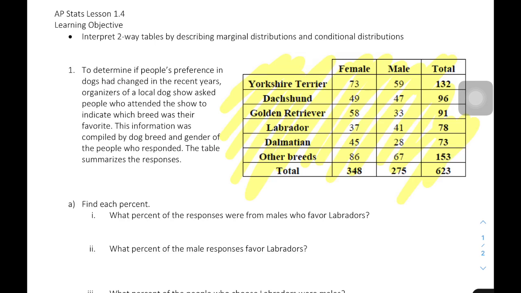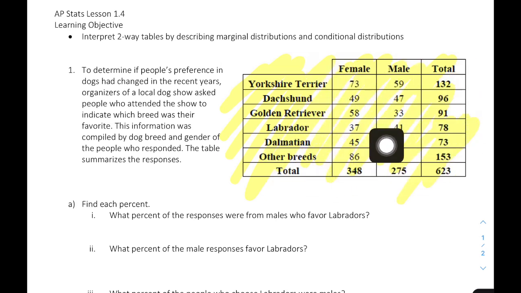I'm going to go ahead and read the prompt. To determine if people's preference in dogs had changed in recent years, organizers of a local dog show asked people who attended the show to indicate which breed was their favorite. The information was compiled by dog breed and gender of the people who responded. The table summarizes the responses. So we can see that it's a two-way table, and our variable over here is sex. We have female or male. And then over here we have their favorite dog breed, right? Was it a Yorkshire Terrier or a Lab or other breeds?